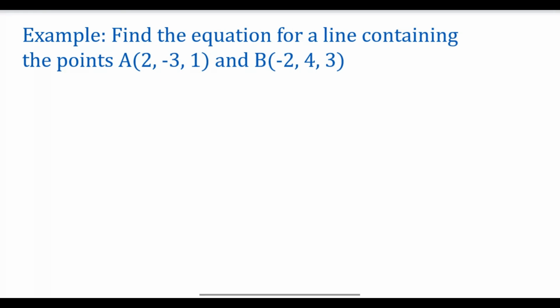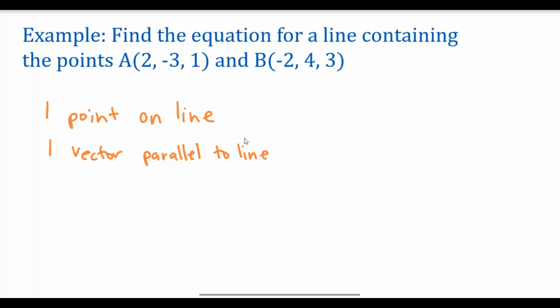Now let's do an example. Find the equation for a line containing the points A (2, -3, 1) and B (-2, 4, 3). As we've established before, we need one point on the line as well as one vector parallel to the line. From the givens of our question, we actually have 2 points on the line, so all we need is to pick one, but we need to find the vector parallel to the line. For this question's sake, I'm just going to use A as the point on our line, but we still need to find the vector parallel to the line.